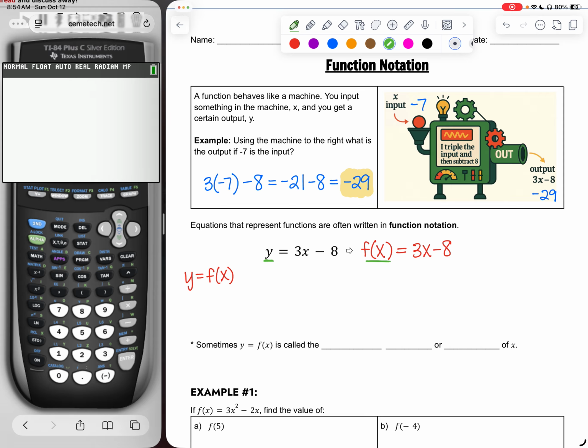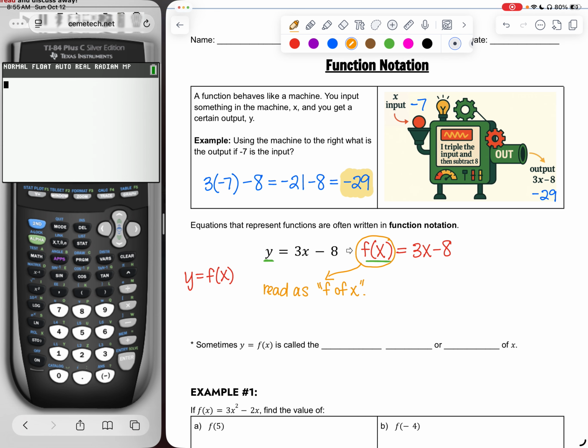They are both outputs. Now, what you do need to be careful of is to not read this as multiplication. This does not say f times x. f is pretty much a name. This is actually read as f of x. Okay, that's how that is read.